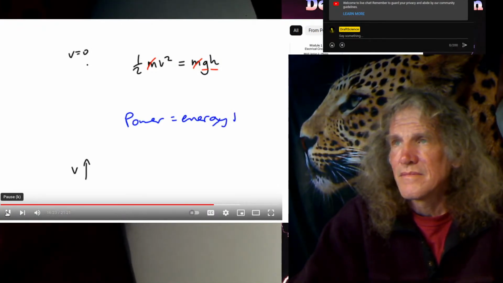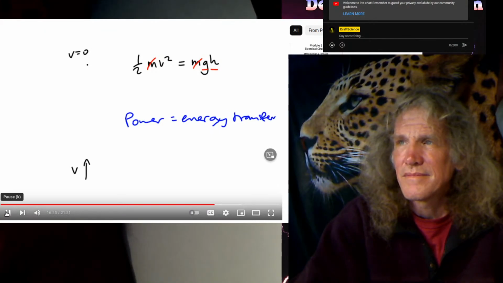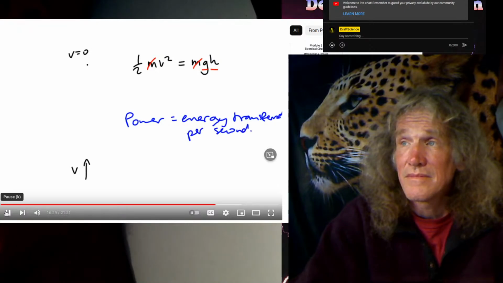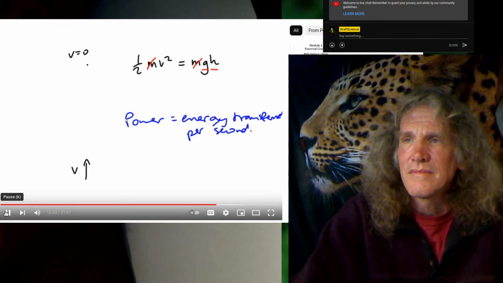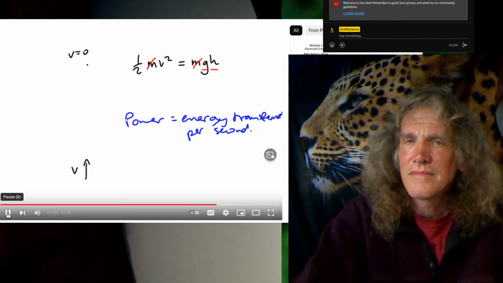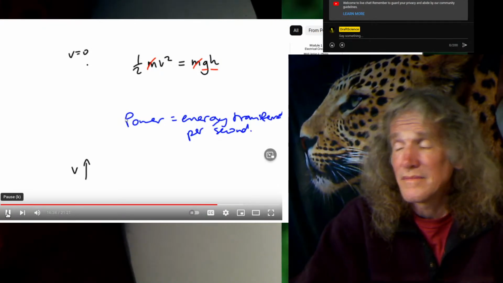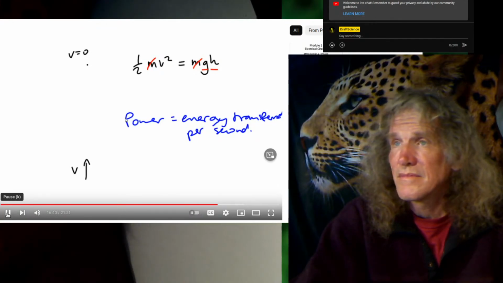Energy transfer per second. Okay, so I'm imagining that it's taking water that's got no kinetic energy, and the job of the pump is to give it kinetic energy. The question is, how much kinetic energy is it giving the water in 1 second?